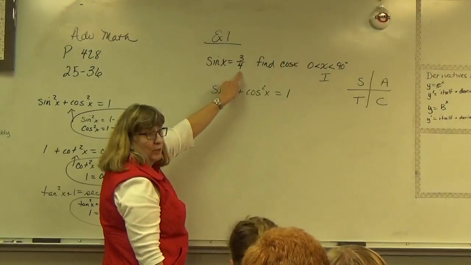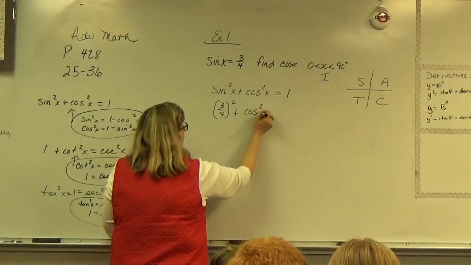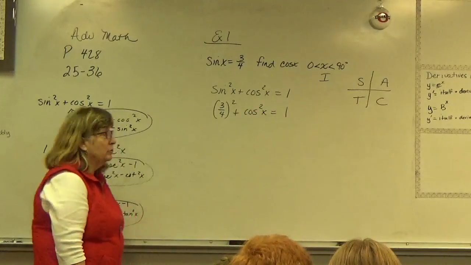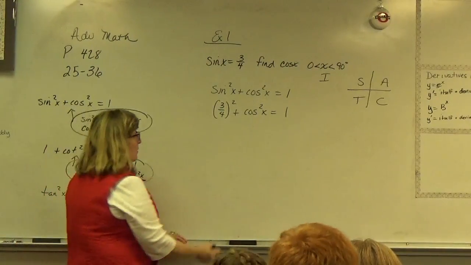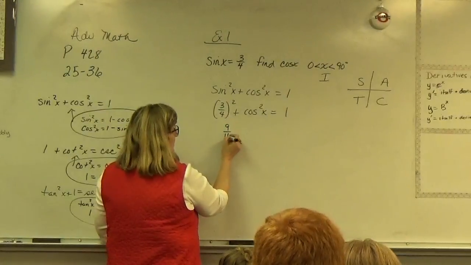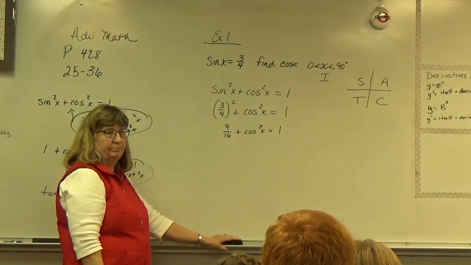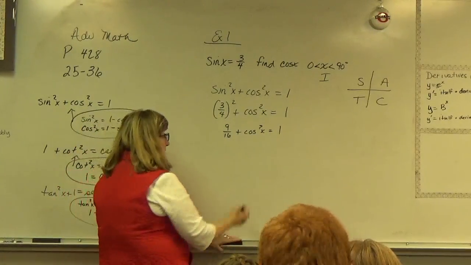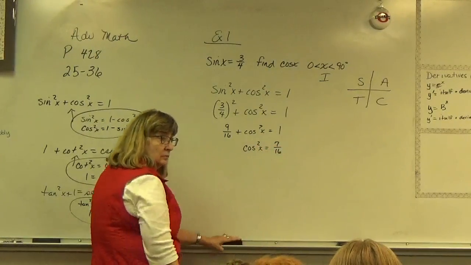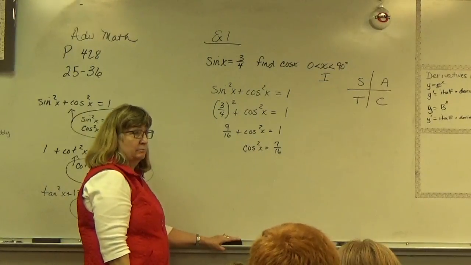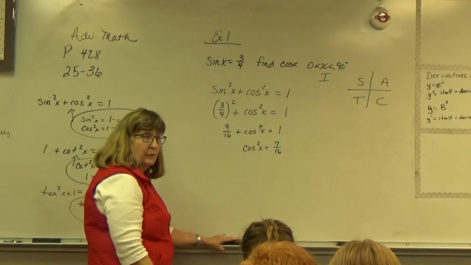Now, sine is 3/4. So 3/4 squared plus cosine squared equals 1. What would you do to solve for cosine? This is just solving equations with numbers. When you square this, don't you get 9/16? Now what would I do to solve it for cosine? So subtract 9/16. So that would be 7/16, right? 1 take away 9/16. Now what do I do? Square root.